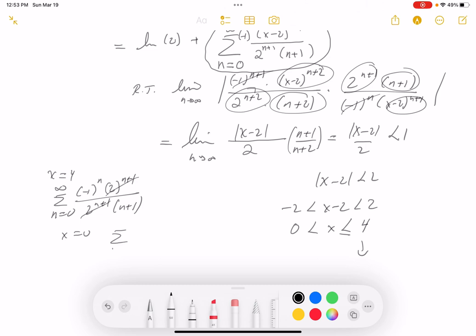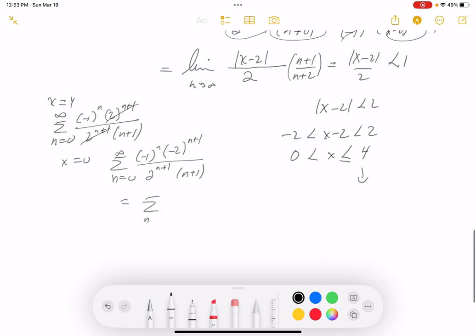Let's try x equals 0, and we'll try that in the sum. n equals 0 to infinity, (-1)^n, and I'm trying 0, so it's going to be (-2)^(n+1) over 2^(n+1)(n+1). A simplification here: n equals 0 to infinity, (-1)^n (-1)^(n+1), and then you're going to get 2^(n+1) over 2^(n+1). They cancel, n+1 here. And what do I know about this over here? It's going to be 2n+1, so it's always odd. And this is going to just be divergent now.